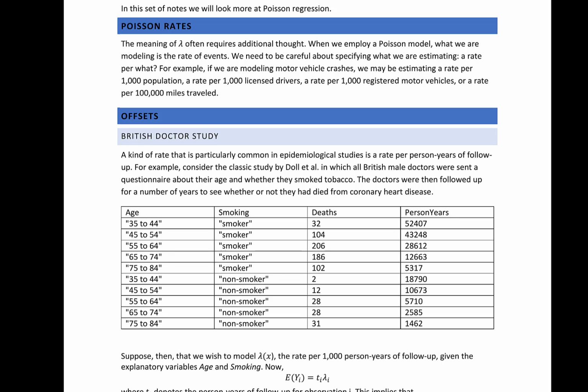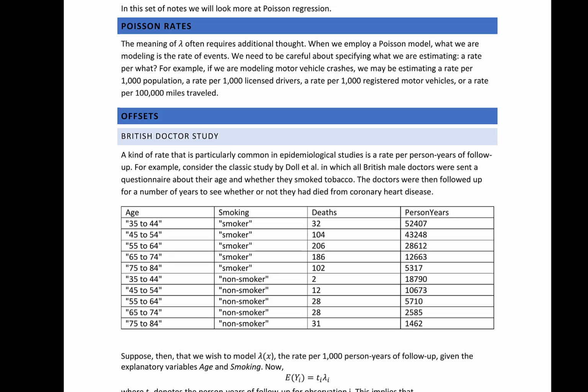The other issue is that when we think of the Poisson distribution and its parameter lambda, it's the rate parameter. Often when we think of a rate, the rate is usually per something. And so we may want to account for that as well in the Poisson distribution or the Poisson model.